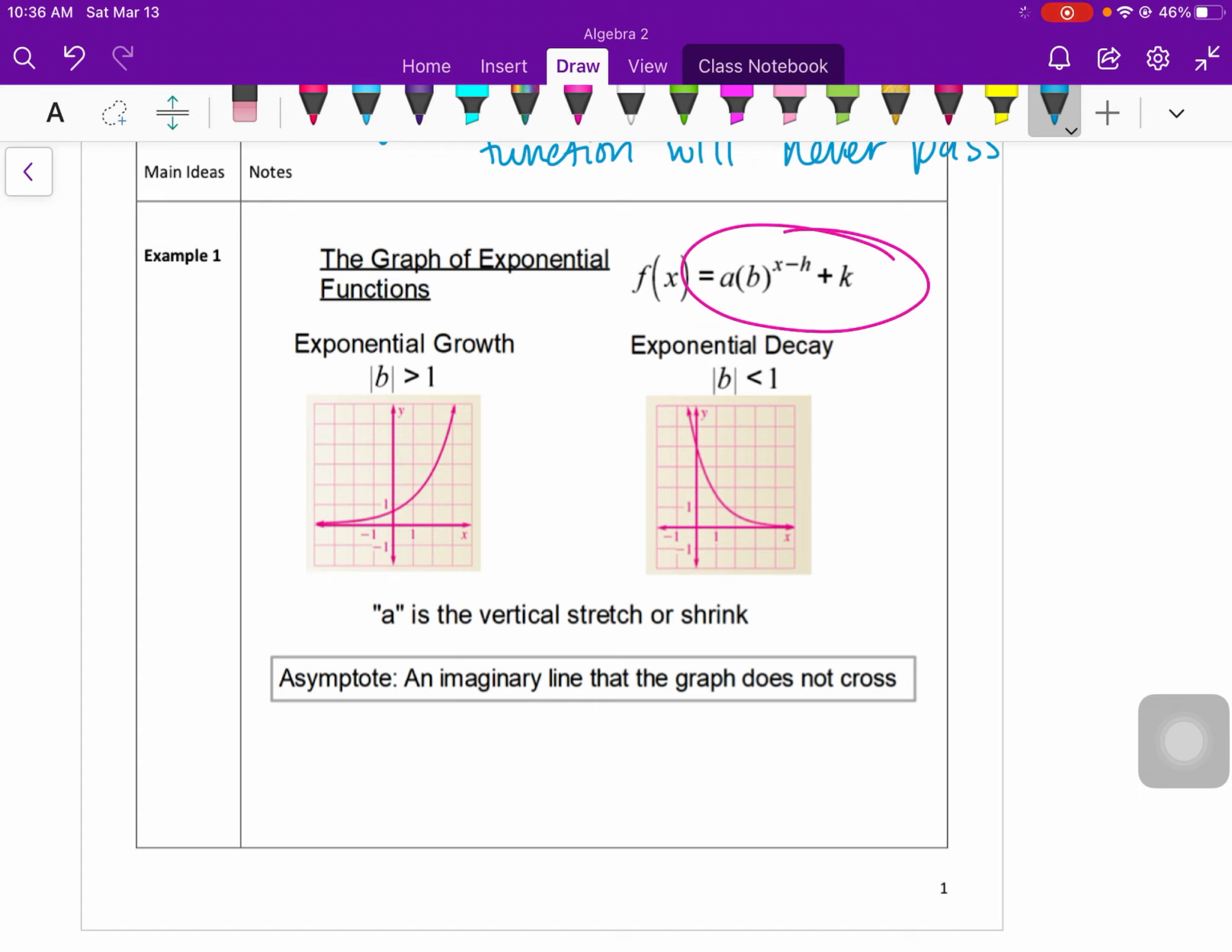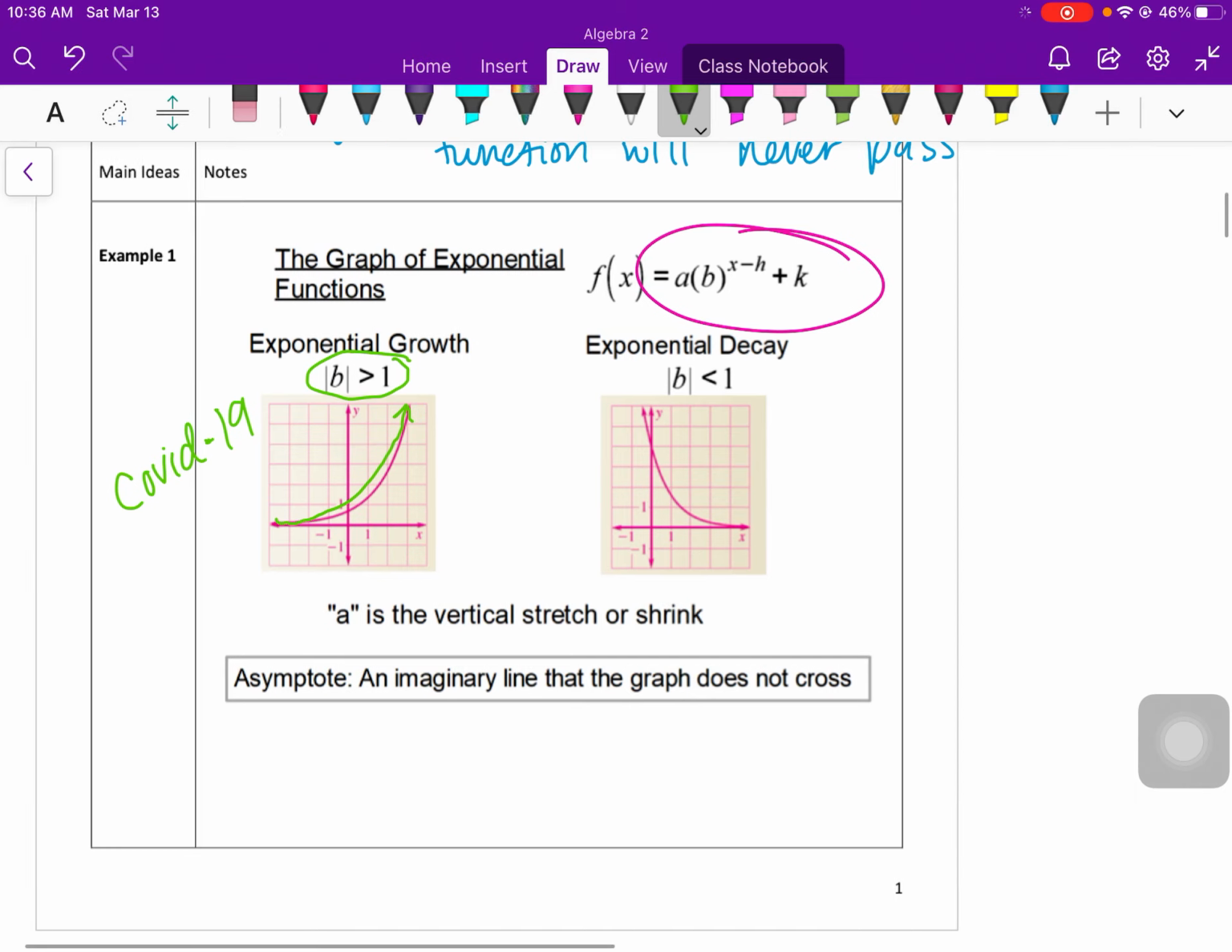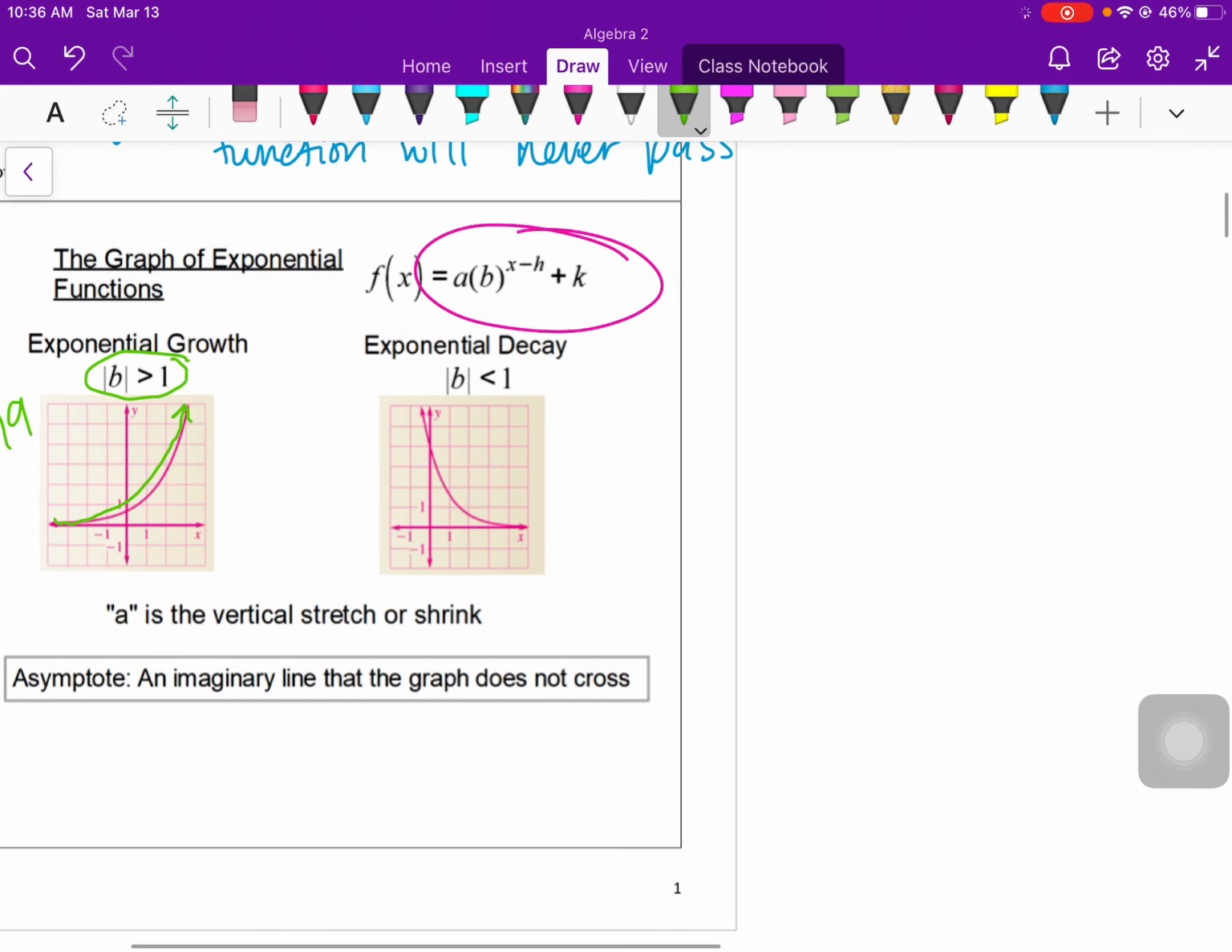So our first example here is exponential growth. This graph is getting bigger and bigger and bigger. You notice that the absolute value of b is greater than 1. That's exponential growth. Lots of times we talk about viruses with this. A perfect example this year would be COVID-19. That would be an example of exponential growth.